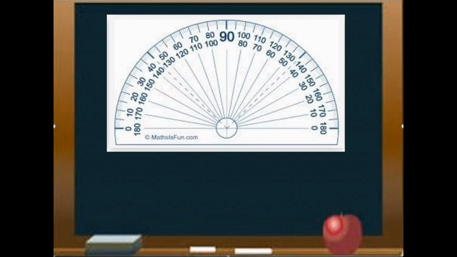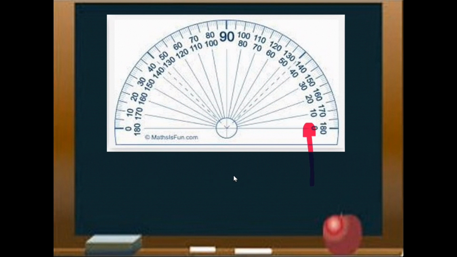So this particular thing you must have seen in your geometry box, right? And it's called a protractor. Some children or some teachers also call it a D, but the more appropriate word is protractor. Now, how to use this protractor to measure an angle?